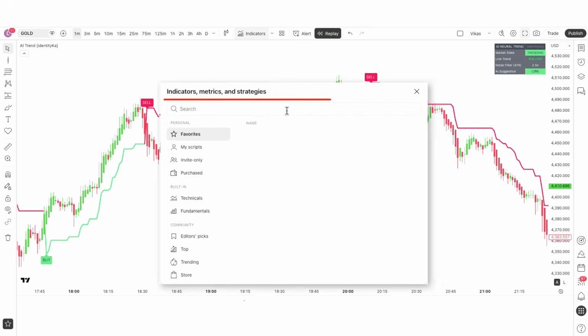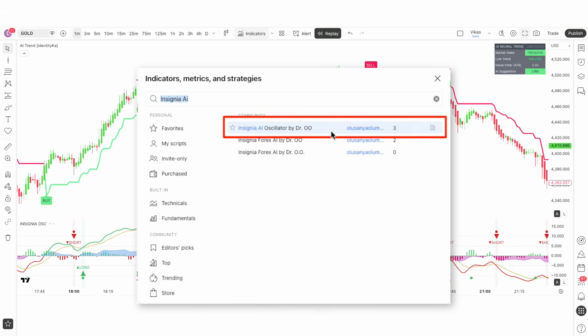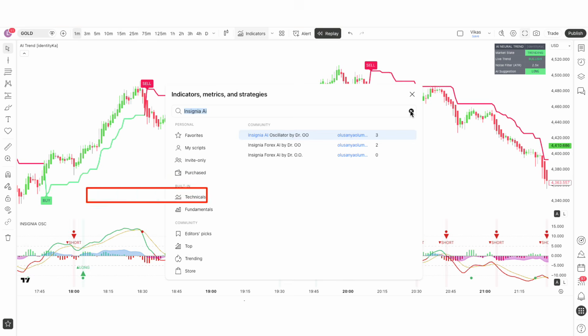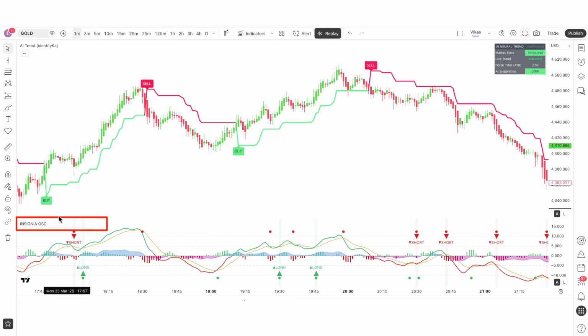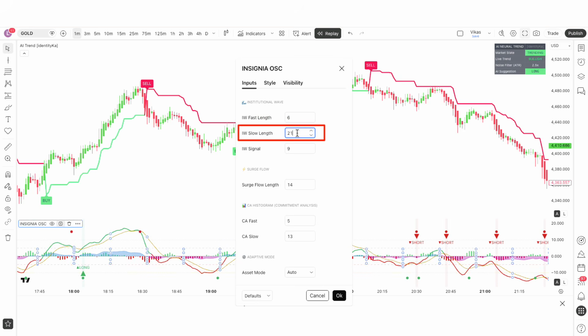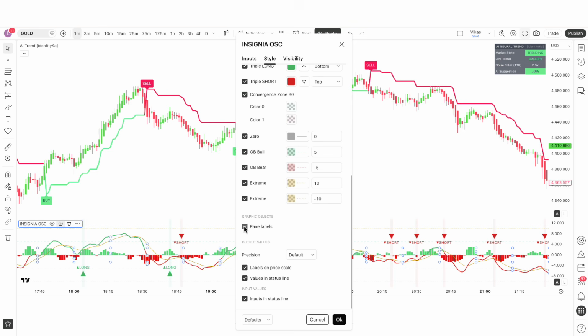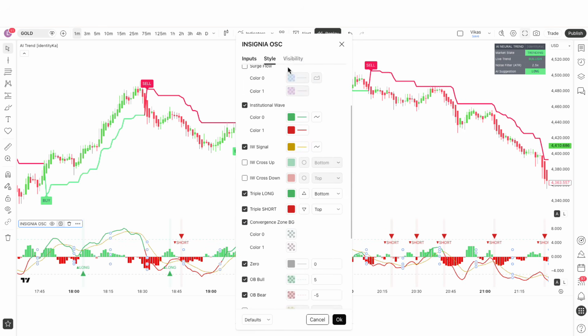Let's go to the Indicator Search tab, search Insignia AI, and select this one called Insignia AI Oscillator, created by Olusa Nyaolum. Now let's access the settings of this indicator so we can modify it to suit our strategy. We change the fast length from 8 to 6, and after that change the slow length from 21 to 12, and after that change the histogram to columns. We have to keep these options hidden. And here everything is fine after that.